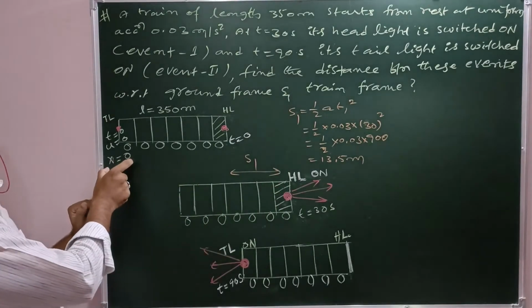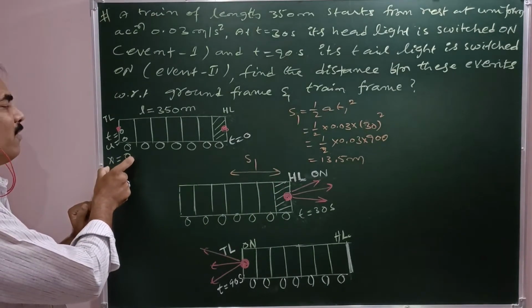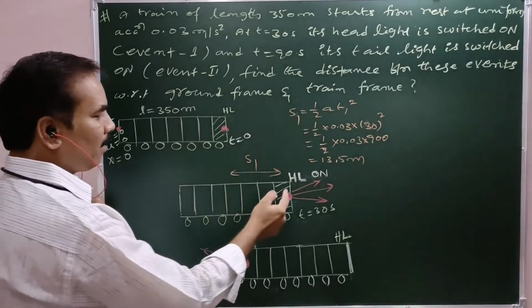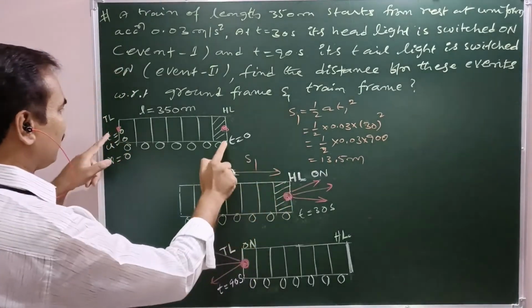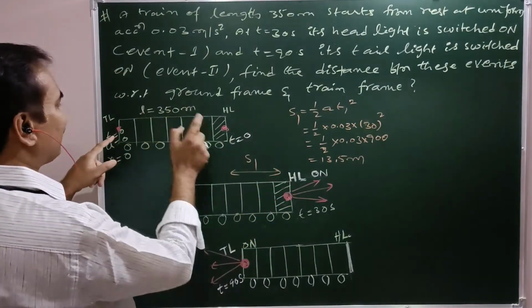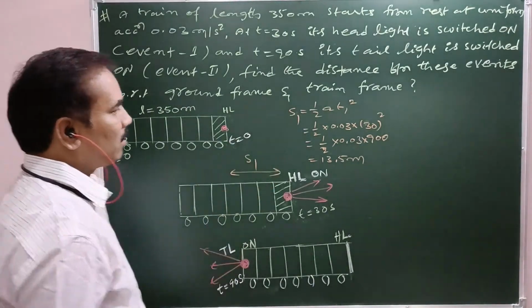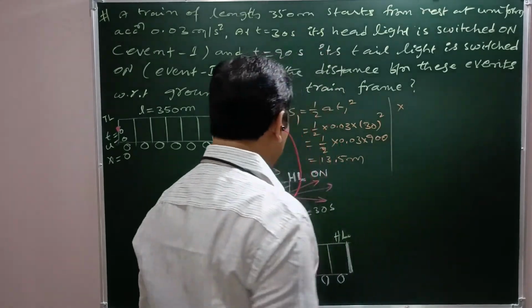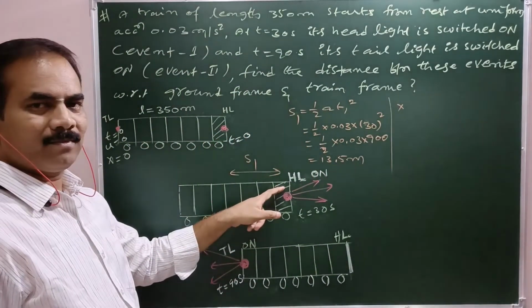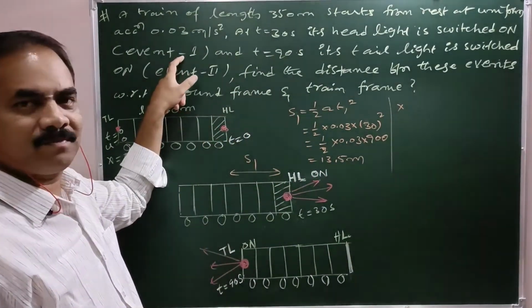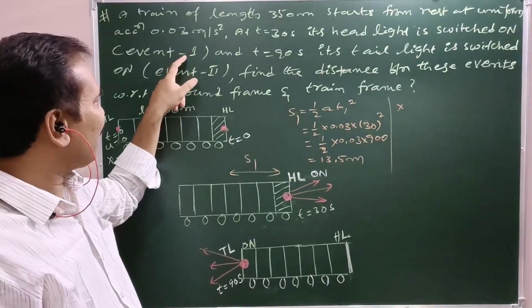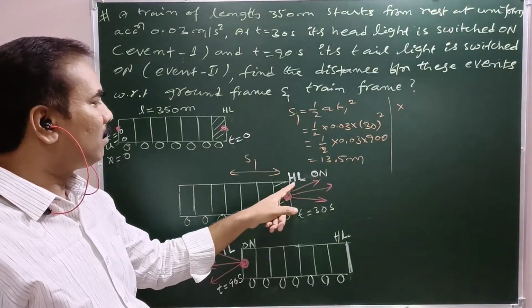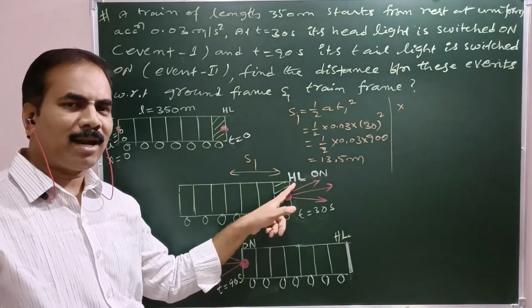See, this is the origin. With respect to this origin, what would be the position coordinate of headlight? Length of the train, 350 meters, plus S1. So x1 equals the position coordinate of headlight at which event 1 occurs. What is event 1? To glow the headlight. Am I right?